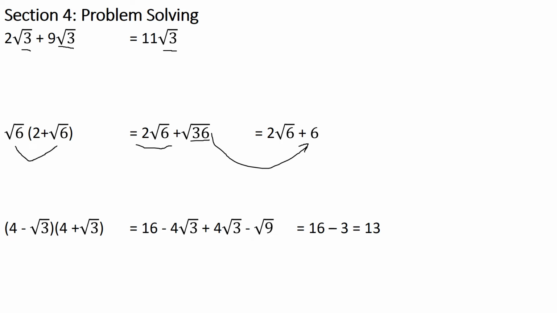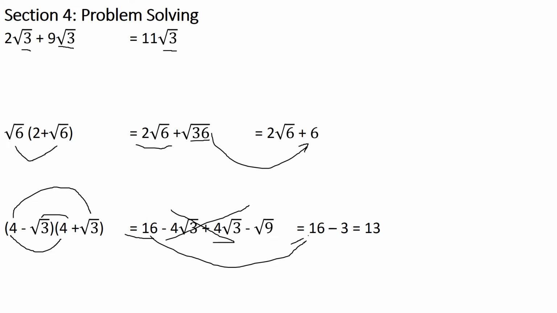Now, if you look at this last one here, you can see this is a difference of squares. It's 4 minus square root of 3, times 4 plus square root of 3. We use FOIL. 4 times 4 is 16. Do the outside, 4 times square root of 3 is 4 square root of 3. And then the inside, 4 times negative square root of 3. And these two end up canceling out. And then negative square root of 3 times square root of 3 is minus square root of 9, which is 3. So it's 16 for the first part, the middle parts cancel out, and this is minus 3. 16 minus 3 is 13. Final answer of all that, 13.